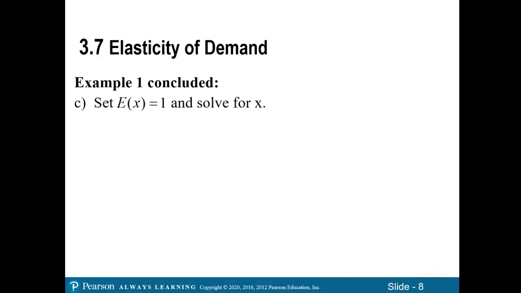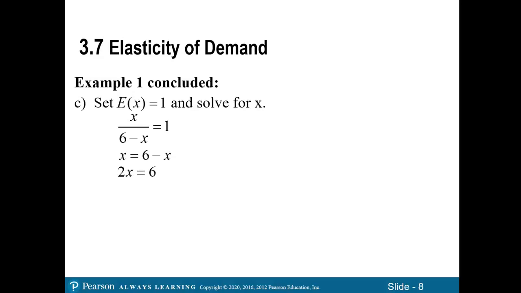All right, and then part C was to find the value for when it equals 1. So if I set the E function that I ended up with earlier equal to 1 and solve for x. So my E function simplified to x over 6 minus x. We're going to set that equal to 1. So if I multiply both sides by 6 minus x, I get x equals 6 minus x.